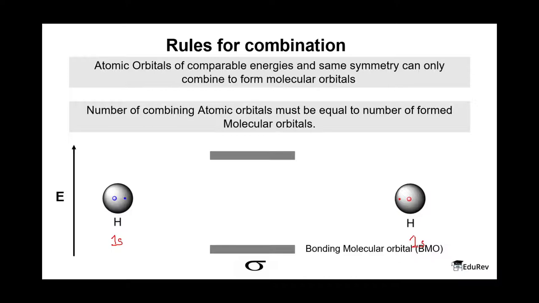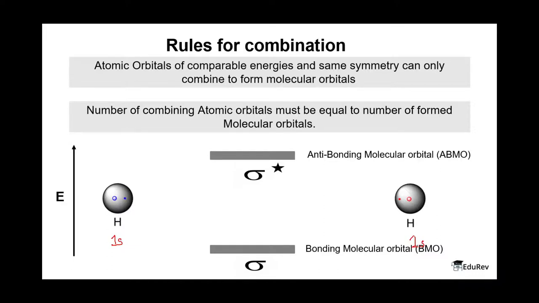And since there's a sigma bond between two hydrogen atoms, okay? That is why it is called a sigma bonding molecular orbital. Whereas the one which has energy higher than the combining atoms is called the anti-bonding molecular orbital, also called sigma star. We denote the anti-bonding molecular orbital with a star along with that, okay? Sigma basically means it's a single sigma bond and nothing else.